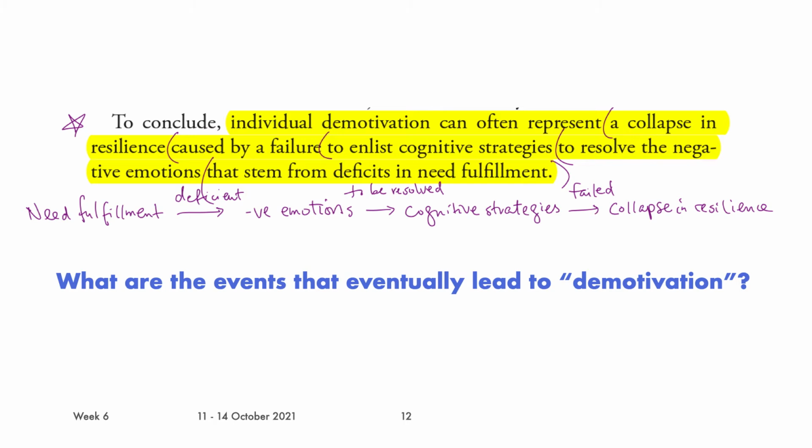And basically, when you see the verb represent, the writers try to define the technical term, which is individual demotivation, in his or her or their own words. Okay, so we have a very elaborate noun phrase coming up.